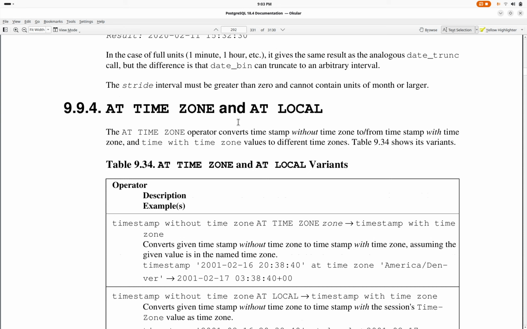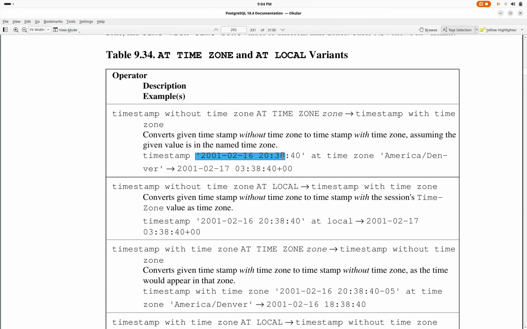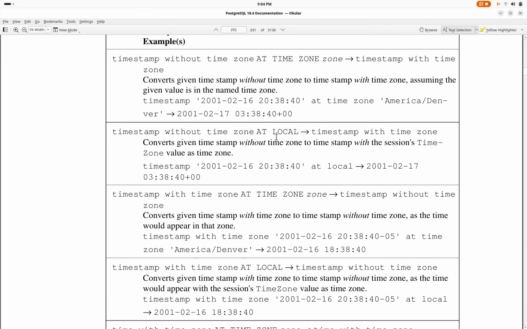Now we have AT TIME ZONE and AT LOCAL. The AT TIME ZONE operator converts timestamp without time zone to or from timestamp with time zone, and time with time zone values to different time zones. So we have several variations. The first example is timestamp without time zone AT TIME ZONE, which gives timestamp with time zone. For example, we have a timestamp AT TIME ZONE America/Denver. It will be converted to that, and with AT LOCAL, it is now using the local time zone.